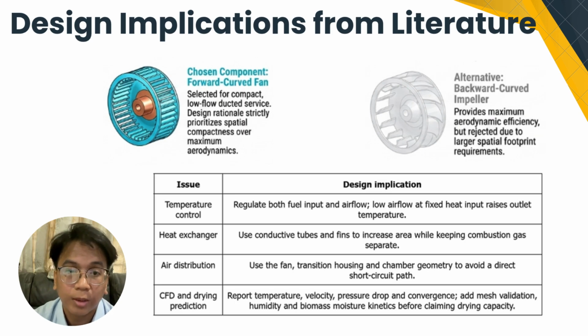Finally, for the air movement system, a forward curve fan was selected because the design focuses on compactness and suitability for low-flow duct applications. Although backward curve fans generally provide higher efficiency, the selected fan provides a better balance between size and system requirements. In summary, the literature review provides the fundamental understanding of heat and mass transfer, indirect drying principles, and key design considerations that guide the development and evaluation of the proposed biomass drying system.